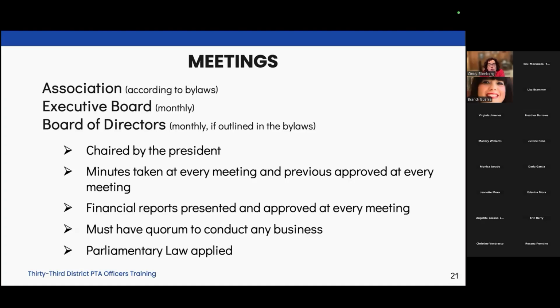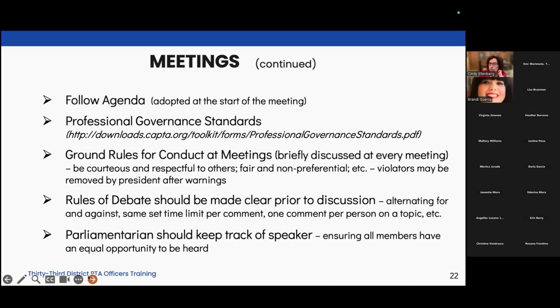The financial reports are presented and approved at every meeting. You must have quorum to conduct any business. If you don't have quorum, the business has to be held over until the next meeting. Parliamentary law is applied. You need to follow the agenda, which is adopted at the start of the meeting. And there are some guidelines that are available for running your meetings.